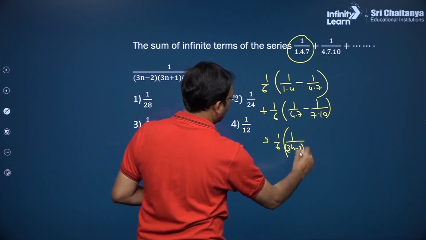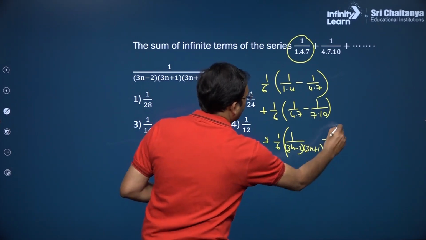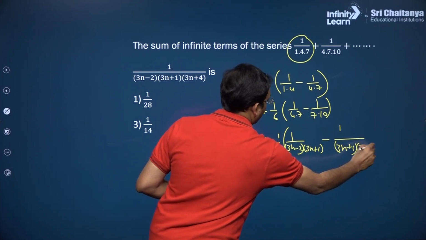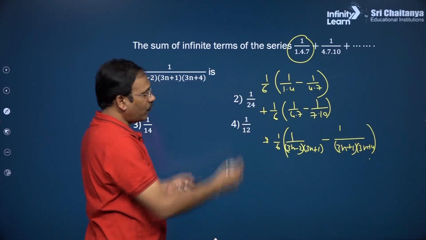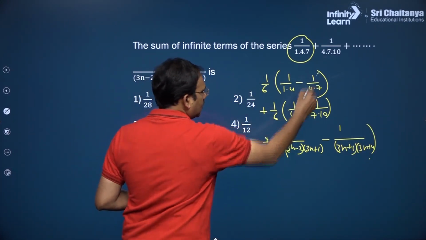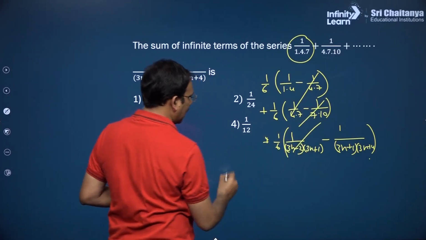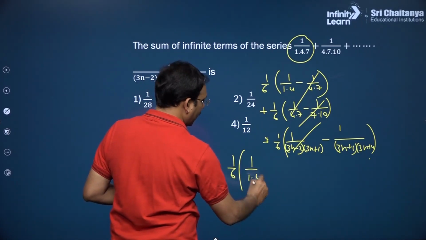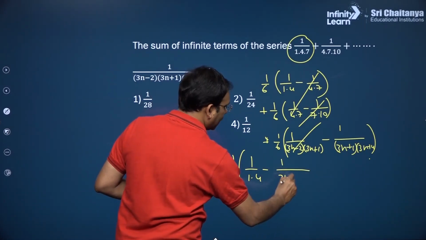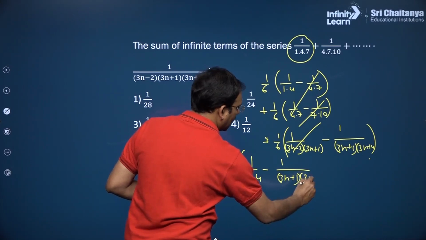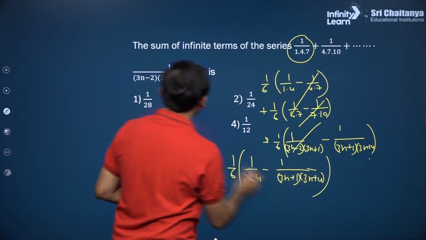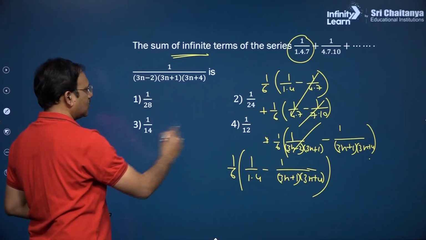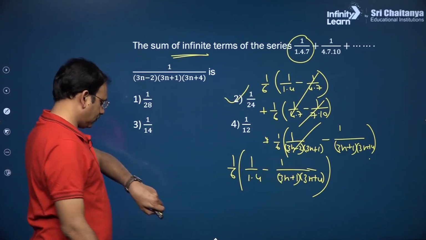In the same way, the nth term you can write 1 by 6 into 1 by 3n minus 2 into 3n plus 1 minus 1 by 3n plus 1 into 3n plus 4, my dear friends. Now if you sum these, undoubtedly these terms get cancelled. Finally you are going to get 1 by 6 into 1 by 1 into 4 minus 1 by 3n plus 1 into 3n plus 4. As n tends to infinity, this becomes 0, 1 by 24 is the answer, right?